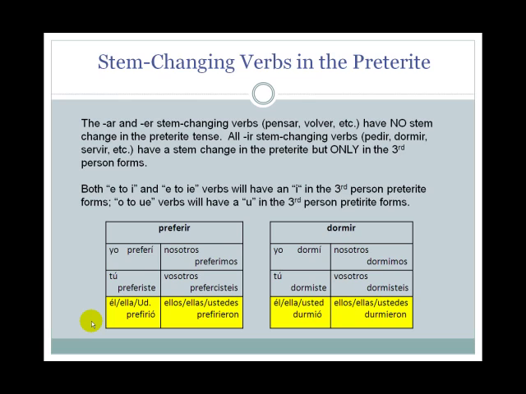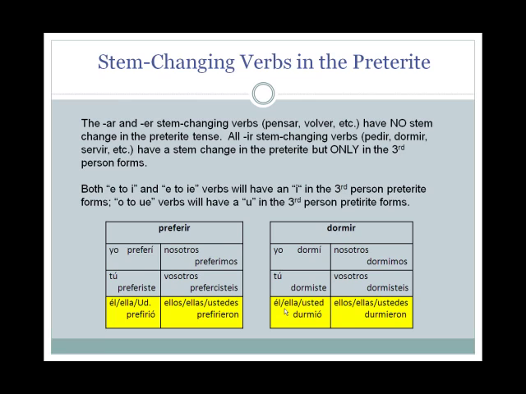So you'll notice there's not a whole lot of difference in the pronunciation. It's hard to distinguish between preferió with an E and prefirió with an I. So this is something that you will commonly see misspelled even by native Spanish speakers, but it is important to remember that IR stem-changing verbs in the preterite do have that stem change, either E to I or O to U. Dormir, as another example, is dormí, dormiste, durmió, dormimos, dormisteis, and durmieron.